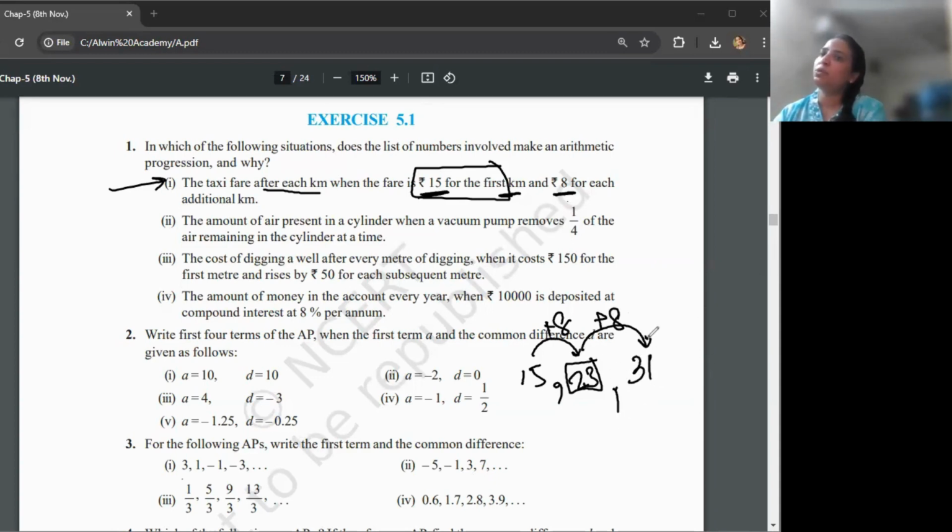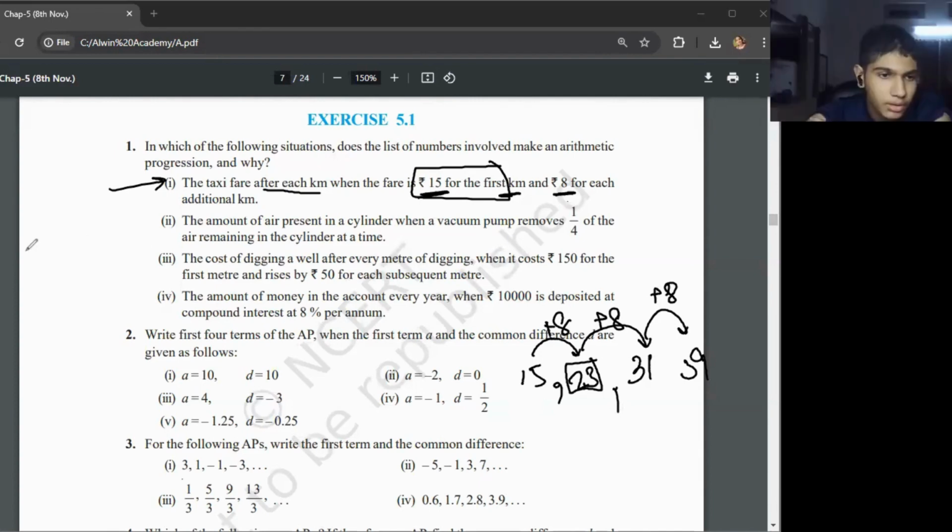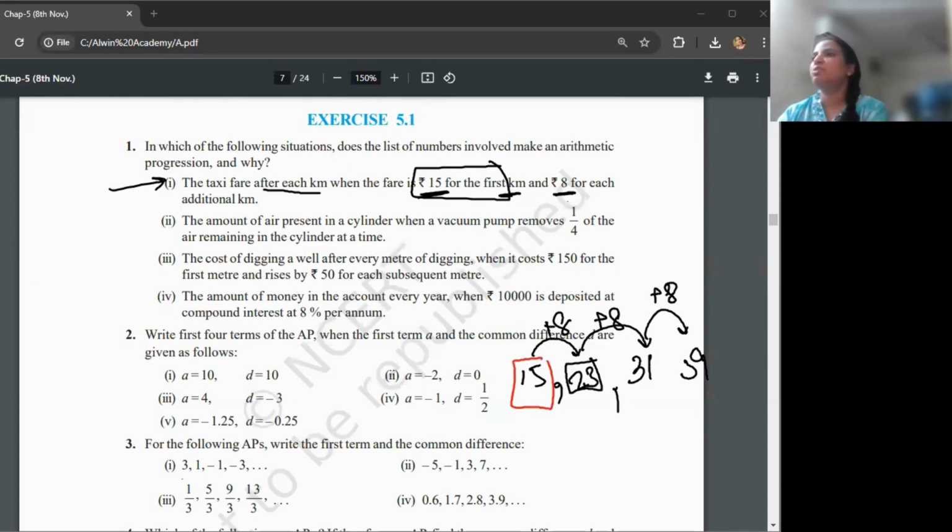For the next one more kilometer you'll add one more 8 to it. That will be 39. Every time you're adding the same term. Right or not? So is this an AP? Yes, it is. You have the first term 15 and every time you're adding the same difference, 8, that means this is an AP.